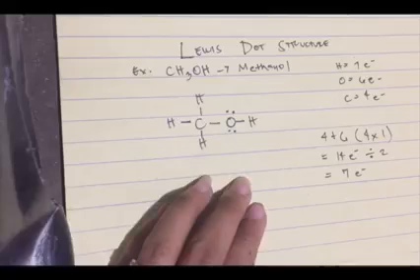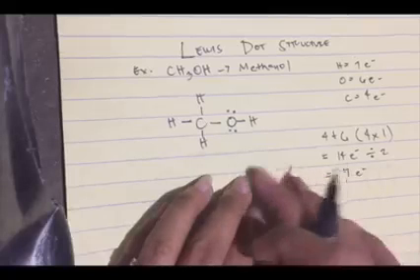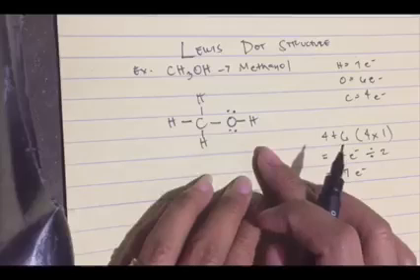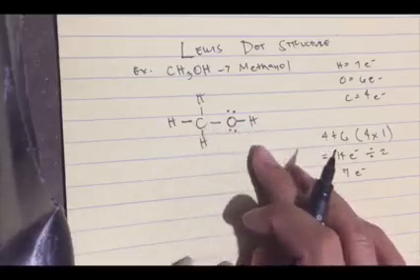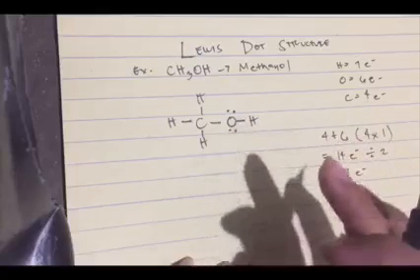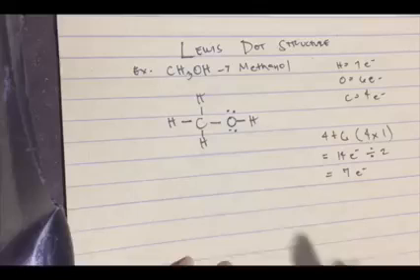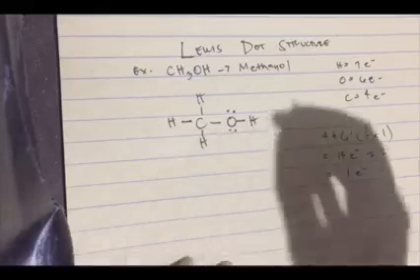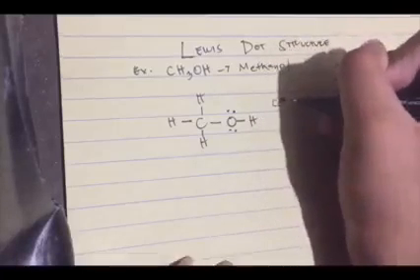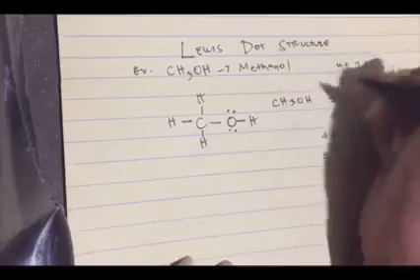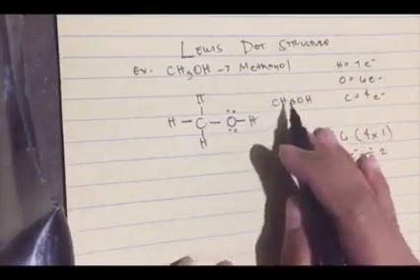To mark the charges on atoms, check the stability and minimize charges on atoms by converting lone pairs to bonds. There are no charges on the atoms. Therefore, we don't need to do the step of reducing charges to get the most stable structure. So this is the Lewis structure of CH3OH, or methanol.